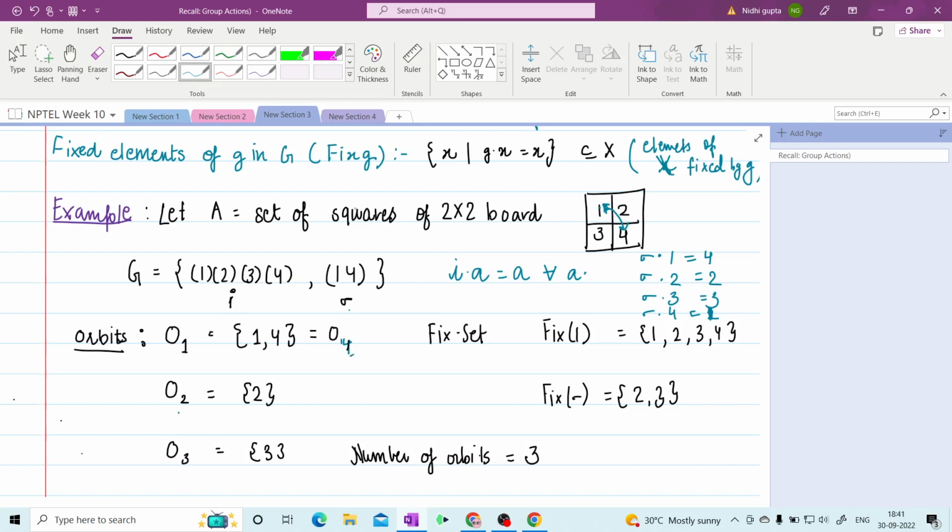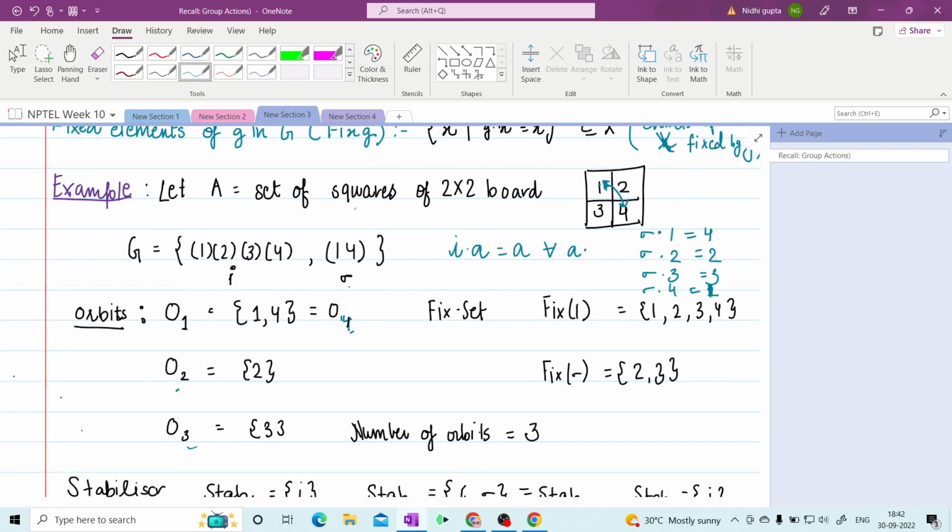Now the orbit of 2. If we want to find the orbit of 2, what is the image of 2 under the identity permutation? It is just 2. And what is the image of 2 under this reflection? It is being fixed, so it is also 2. So we see that the orbit of 2 has just one element, which is 2. And similarly we can see the orbit of 3 will come out to be 3 and the orbit of 4 will come out to be 1. Now the next notion was that of the fixed set.